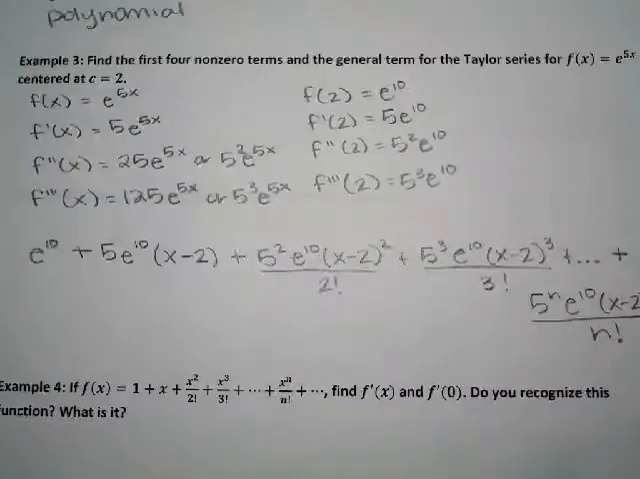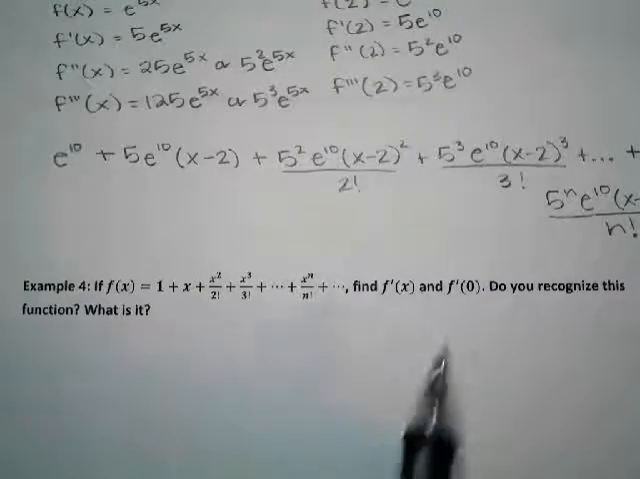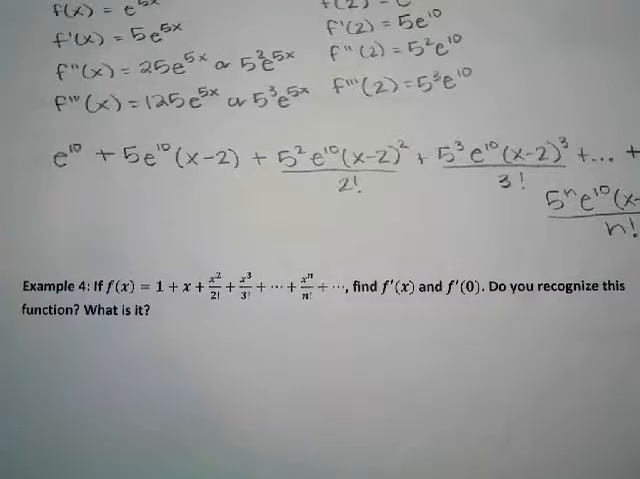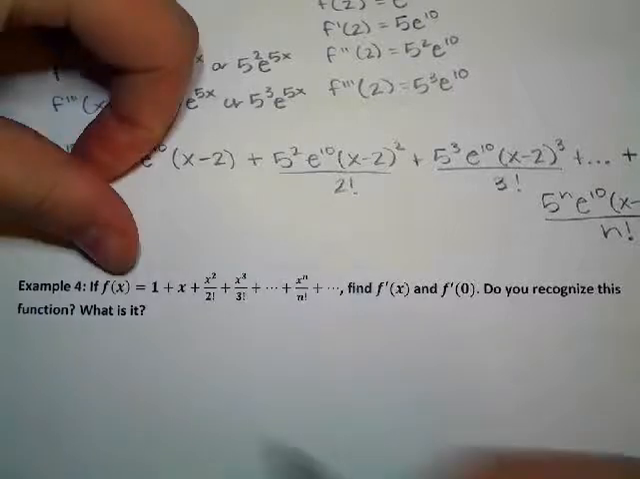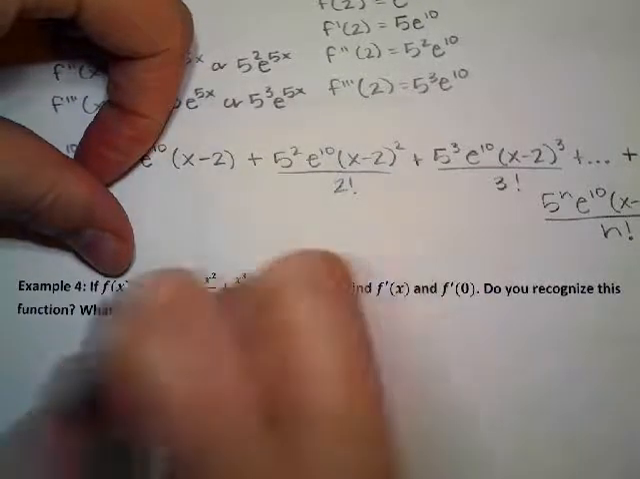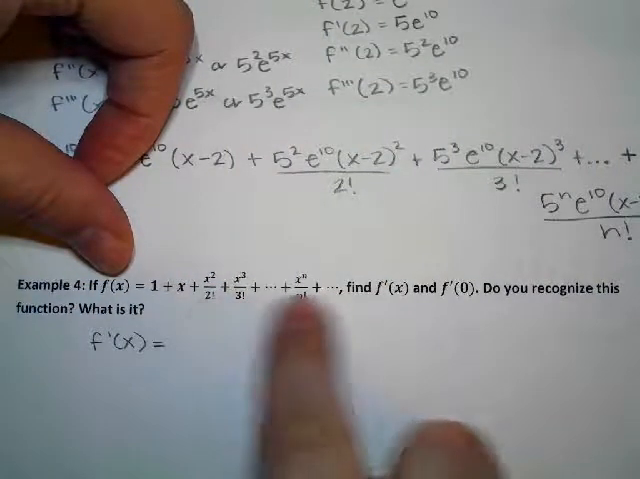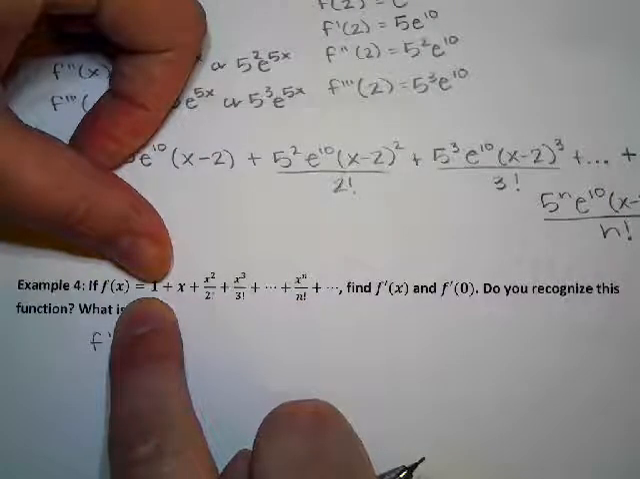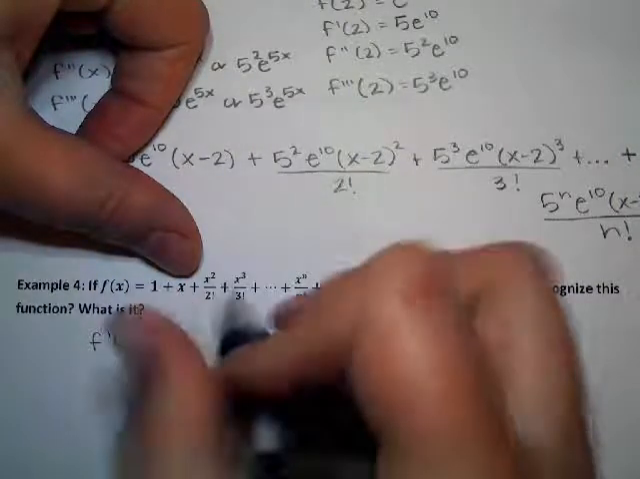Okay. All right, next one says to find f prime of x and f prime of 0, and then do you recognize this function? What is it? Okay, so first we have, this is our function, so let's go ahead and take our function and find f prime of x. So if this is f of x, if we want to find f prime of x, we're just going to take the derivative of all of these terms. So what's the derivative of 1? 0. Okay. What's the derivative of x? 1. So 0 plus 1 plus.